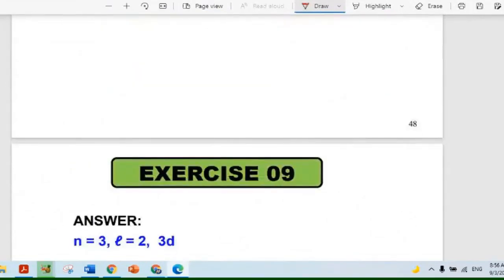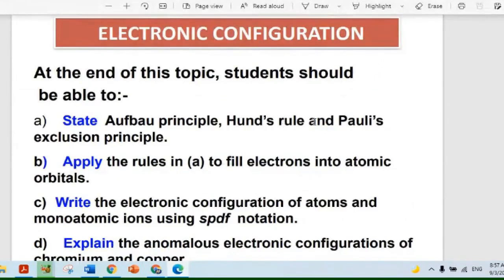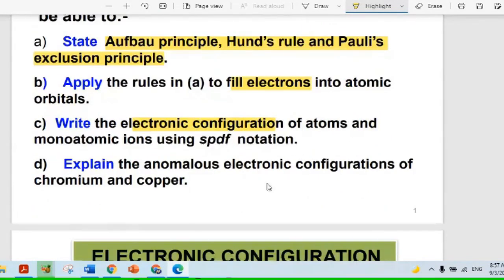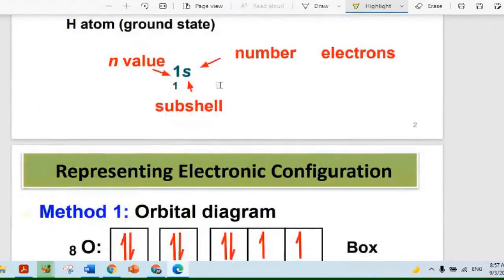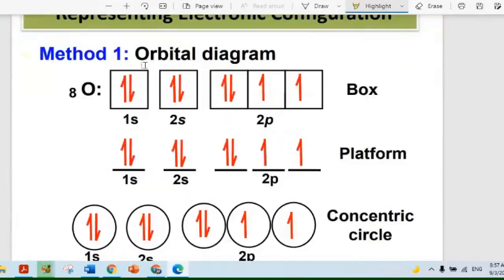Okay, so after 2.2 is 2.3. 2.3 is about Aufbau principle, Hund's rule, Pauli exclusion principle. So you must know these three rules in order to help you fill in the electrons or write down the electronic configuration. When you draw the atomic orbital or spdf notation, there are some rules you must follow, and also explain the anomalous cases for copper and chromium. Based on here, this one we call orbital diagram.